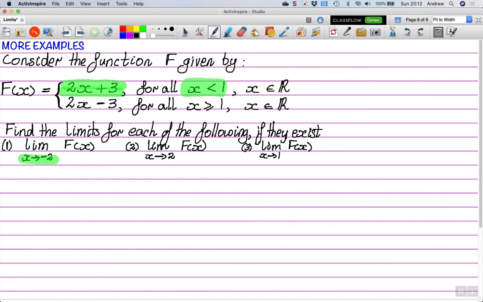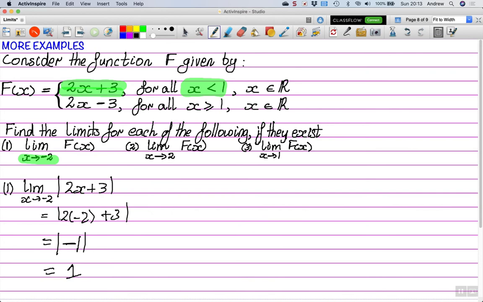So for part 1, we're going to have the limit as x tends to -2 of 2x plus 3. And then we substitute it in, so it's going to be 2 on -2 plus 3, which is -4 plus 3, which is -1, and the modulus of -1 is 1. So that's the first one done.